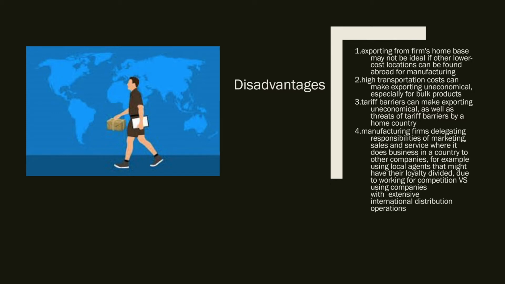The fourth one is manufacturing firms delegating responsibilities of marketing, sales, and service where they do business in a country to other companies. For example, using local agents that might have their loyalty divided due to working for the competition. So that would be bad. A good counter strategy to this would be using companies with extensive international distribution operations experience.